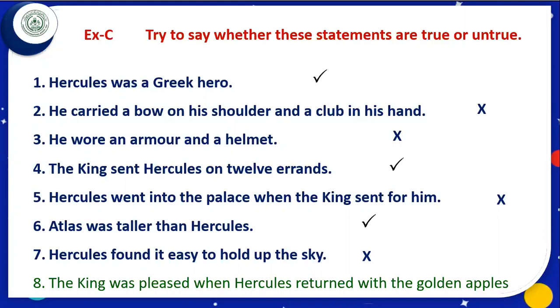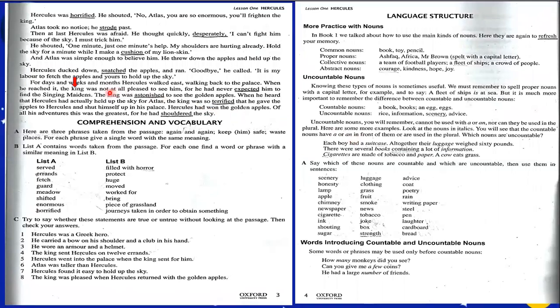The king was pleased when Hercules returned with the golden apples. Was the king pleased? Let us move to the lesson. Here it is written, he reached, the king was not at all pleased to see him. Oh yes, the king was not pleased, for he had never expected him to find the singing maidens. Yes, dear students, the king was not expecting that he would bring the golden apples. In fact, the king sent him to bring the golden apples to keep him away from his palace. The king does not need any golden apples. He sent him on this mission to keep him away from his palace and away from himself, to save himself.